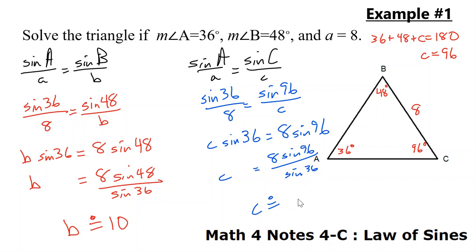And we'll see what the calculator says. 8 sine 96. Oops. Helps if I clear my screen first. 8 sine 96. And I get a decimal for that, and then I'll divide by sine 36. And I get 13.53. Well, I would round that up to about 14.